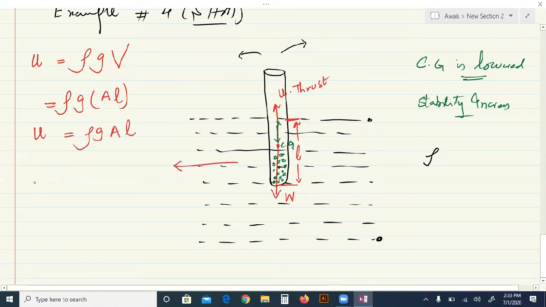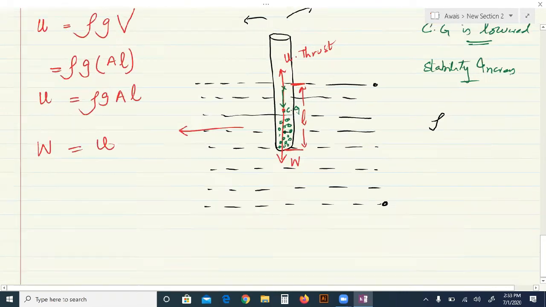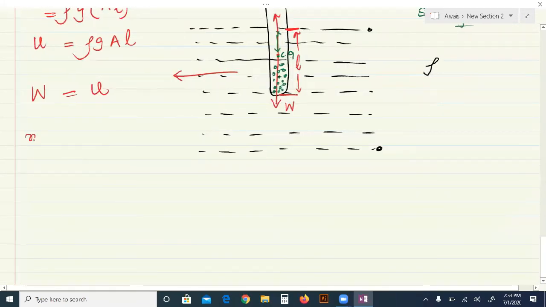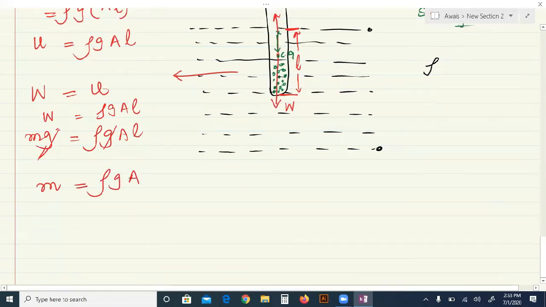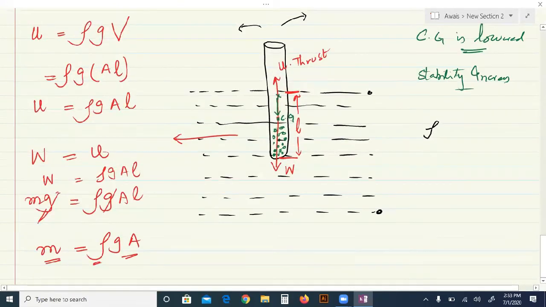In this situation, weight and upthrust both are equal due to equilibrium. So we can write mg is equal to rho g A L, meaning weight is equal to rho g A L. Now, when g is cancelled on both sides, the mass of the tube along with the sand becomes rho A L. The same formula, mass is density into volume. So this is the equilibrium.